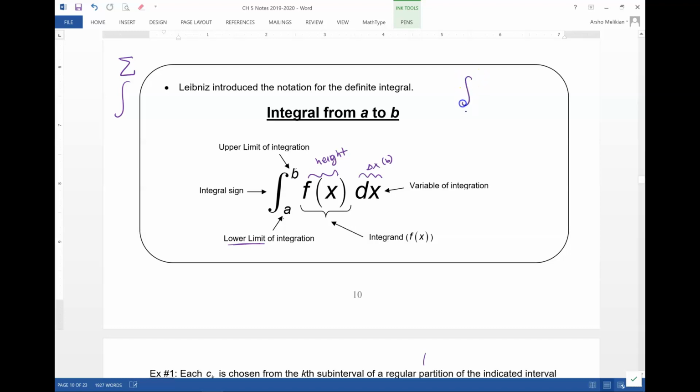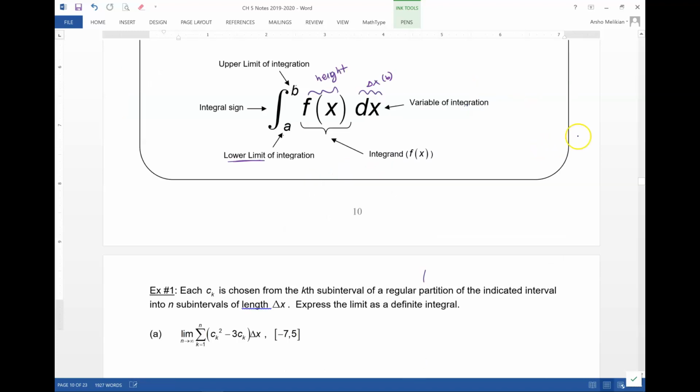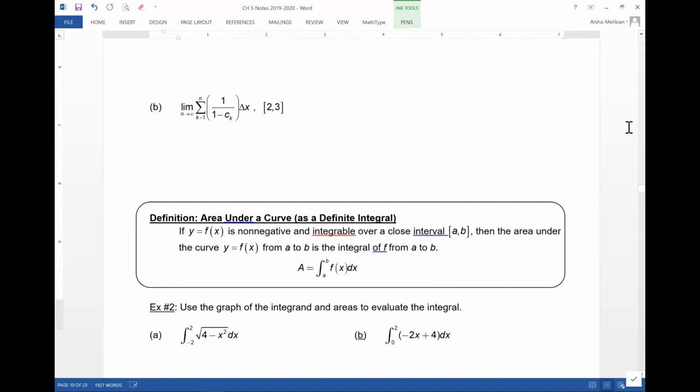So an example of an integral will look like the integral from negative 1 to 4 of x squared minus x dx. Integrand, limits of integration, integral sign, and then that's the dx. Questions? Okay, let's move on to some integrals then.